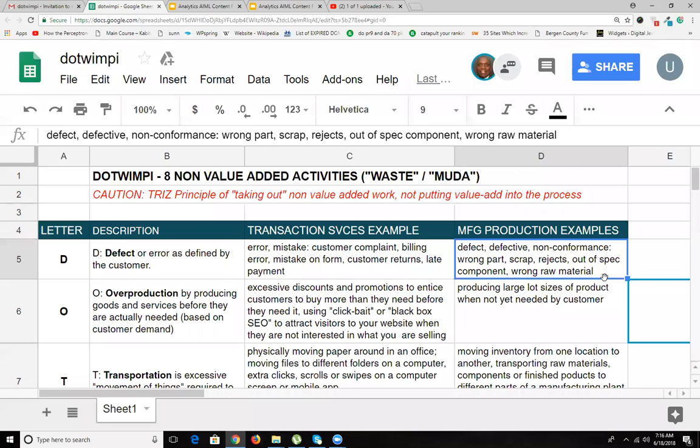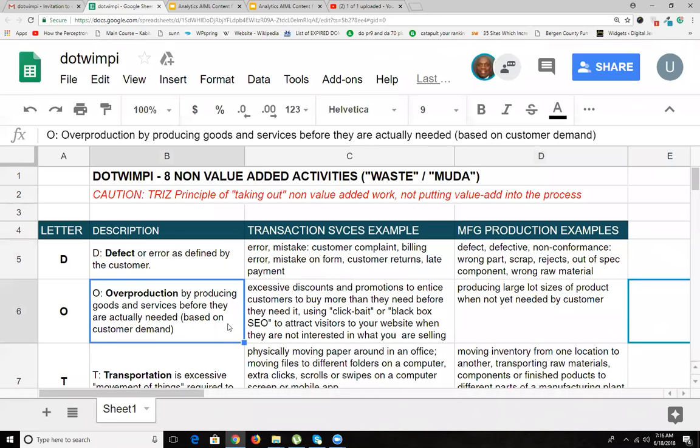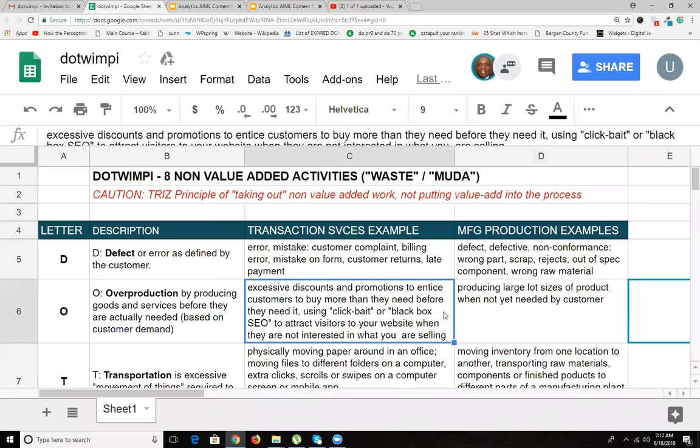And then the next is overproduction. So we talked about defects. We looked at examples of defects, whether they're transactional services, defects, or manufacturing. Overproduction, like we said, is when we're producing more than what the customer is willing to buy at that point in time. So examples of that. One would be that we excessively create discounts, promotions to get customers to buy when they don't really need the products, right? It sounds like a great idea, makes your sales look good, but now all of a sudden your production can't keep up with that, right?